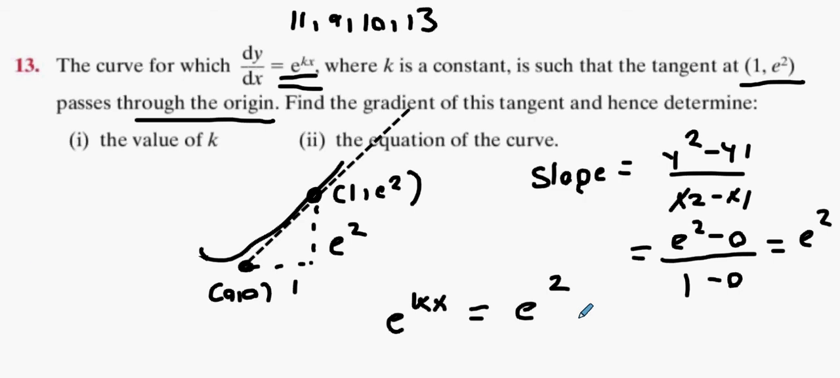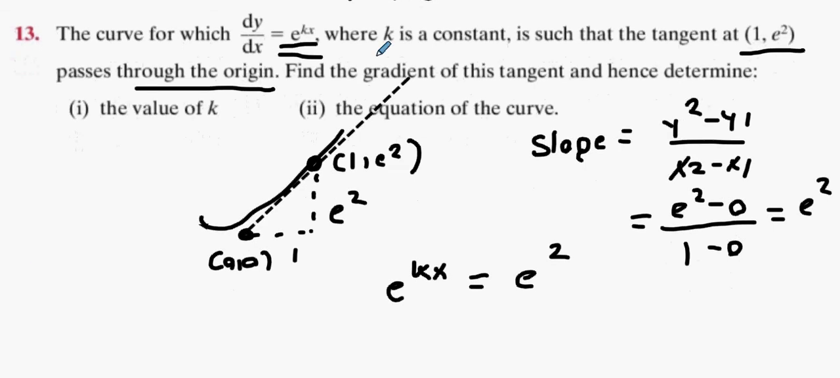What's the x value for the first derivative? 1. See the 1 there? It means e to the k times 1 equals e squared. This means k equals 2. Is that alright? k equals 2. We already found the gradient of the slope, didn't we? What is the gradient of the tangent? What's the slope of the tangent? e squared.